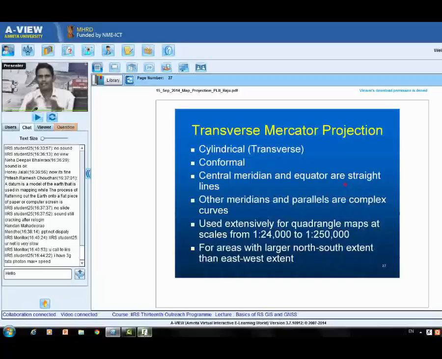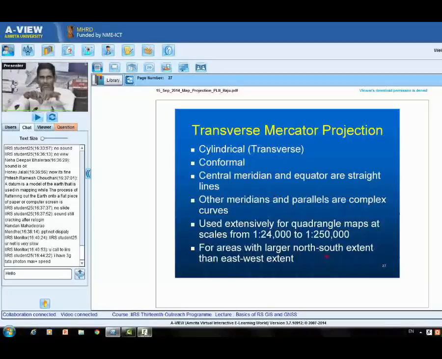The equator is a straight line, and all other meridians and parallels are complex curves. This is basically used for large scale mapping, 1:50,000. This is also called quadrangle maps. The notation is used by Americans, who call them quadrangle maps, at 1:24,000 and 1:250,000, for areas with a larger north-south extent than east-west extent.